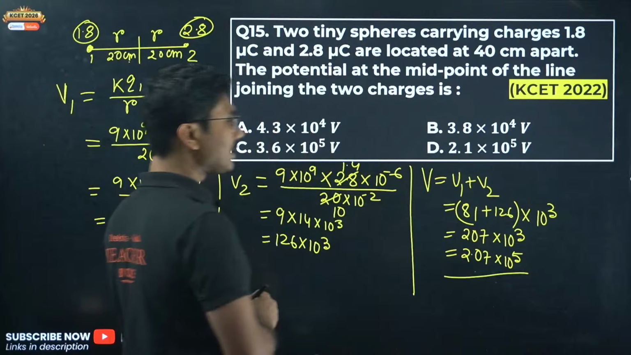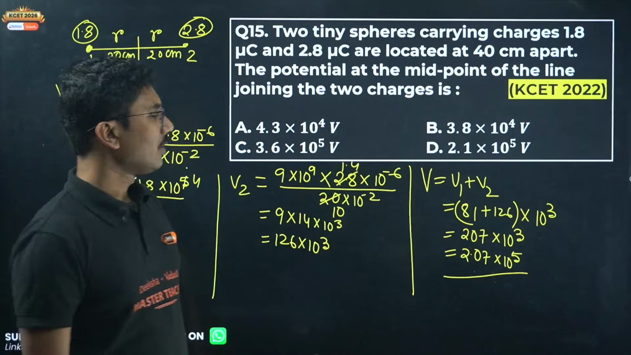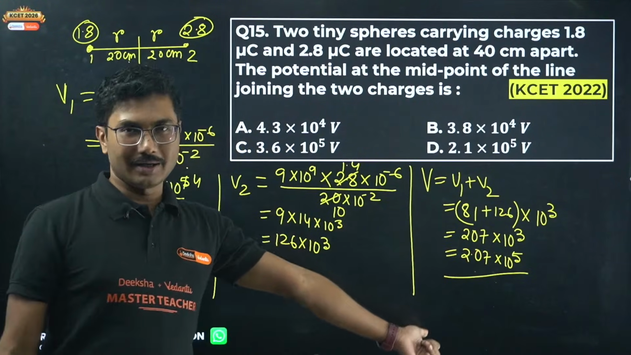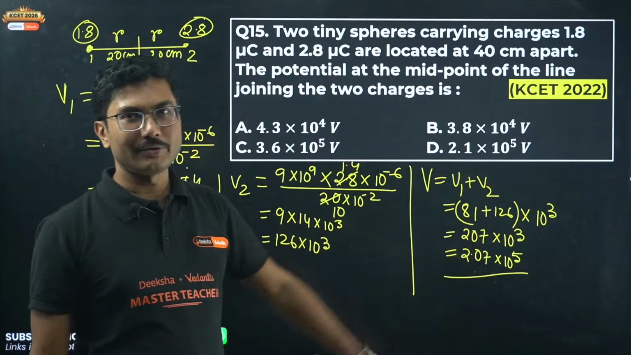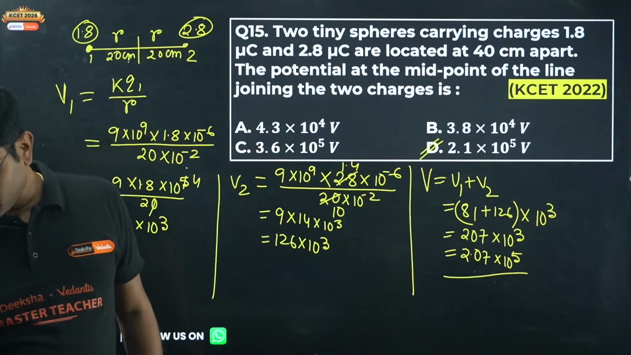If you see the answer options, only one of them is correct. Even though none of them are exactly matching your answer, if you take approximation of 1 decimal only, you will get the answer, which is obviously option D, 2.1.